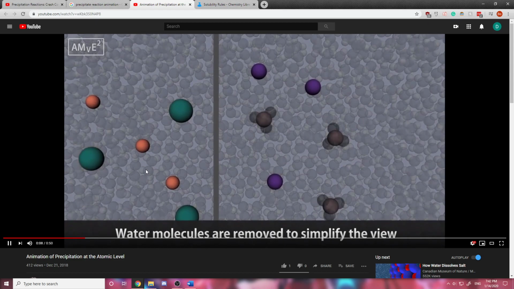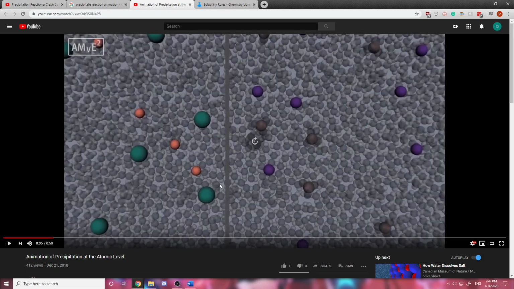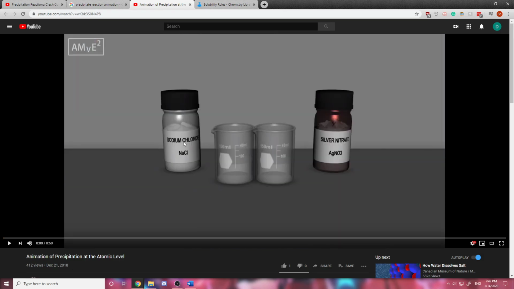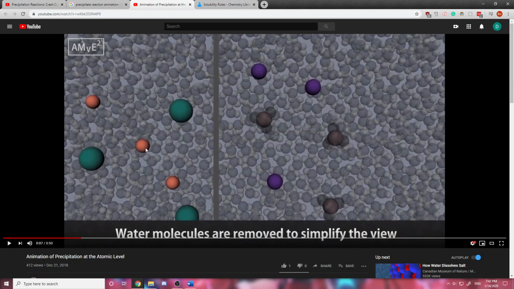Now, this simulation removes the water to help you see clearly, but it has a barrier where two different substances are dissolved: sodium chloride and silver nitrate. That's what was shown in the earlier video as well. On the left is just sodium chloride, on the right is silver nitrate. As you can see, you have just sodium and chloride ions, whereas here you have silver and nitrate ions. Nitrate is NO3, so you have N and 3 O's.